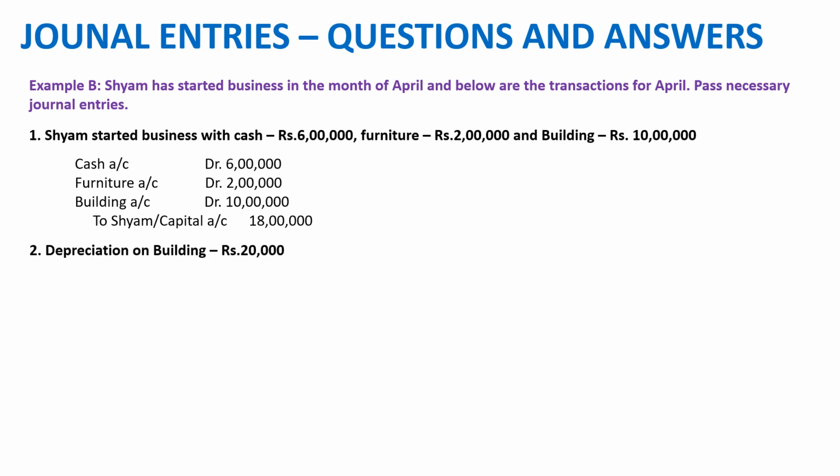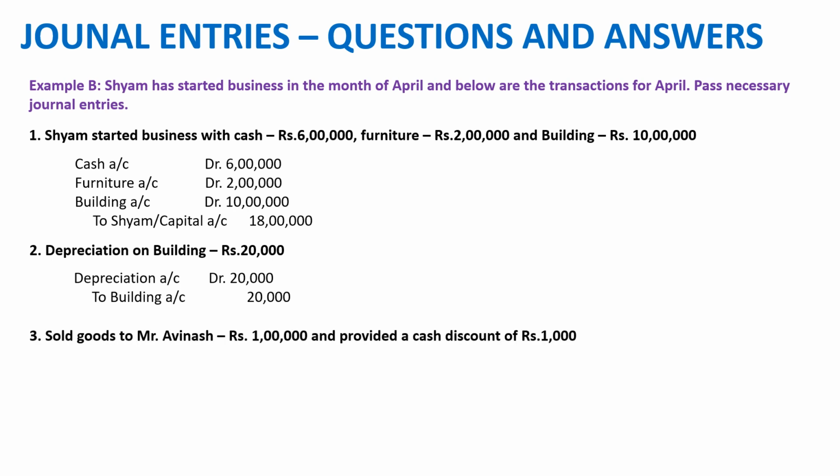Next transaction, depreciation on building 20,000 rupees. So depreciation is mostly amortization, wear and tear of the building, and that is an expense. Any expense has to be debit. Building value is coming down because of this depreciation. Building is an asset. Any reduction of asset is always credit. So the entry to be posted is depreciation account debited 20,000 to building 20,000.